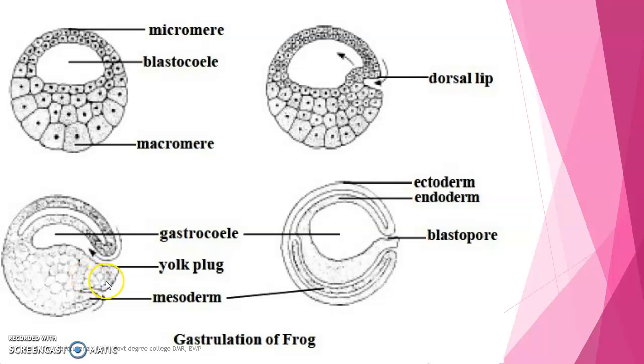As a result of gastrulation, a new cavity is formed, which is called the archenteron. The blastocoel slowly disappears and ultimately vanishes. So here this is the gastrula with the ectoderm outside and the endoderm inside, and this is called the gastrocoel or the archenteron because it develops into the digestive tract. This one is called the yolk plug, containing the yolk.